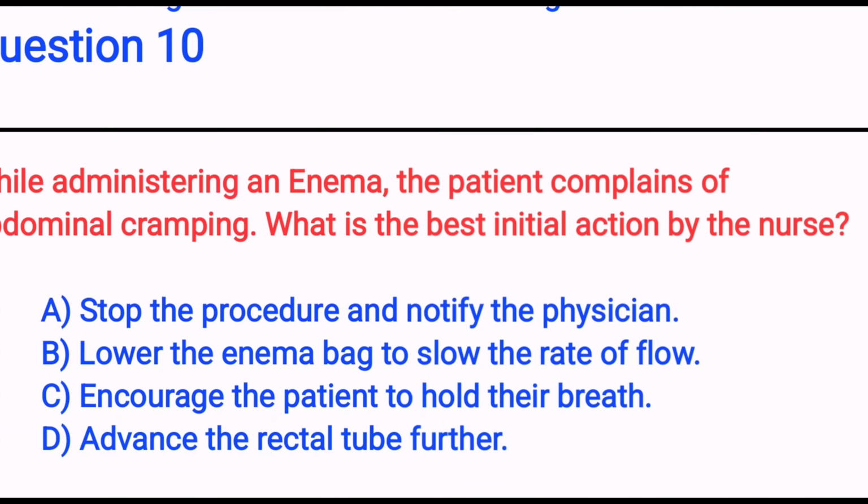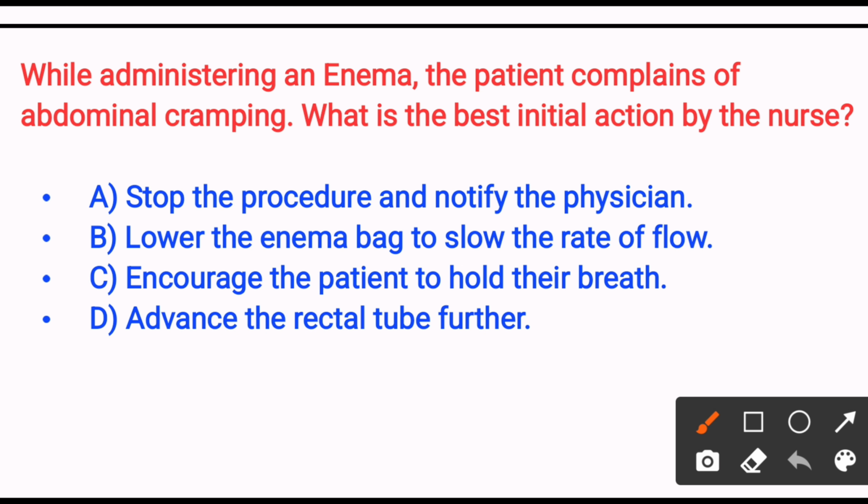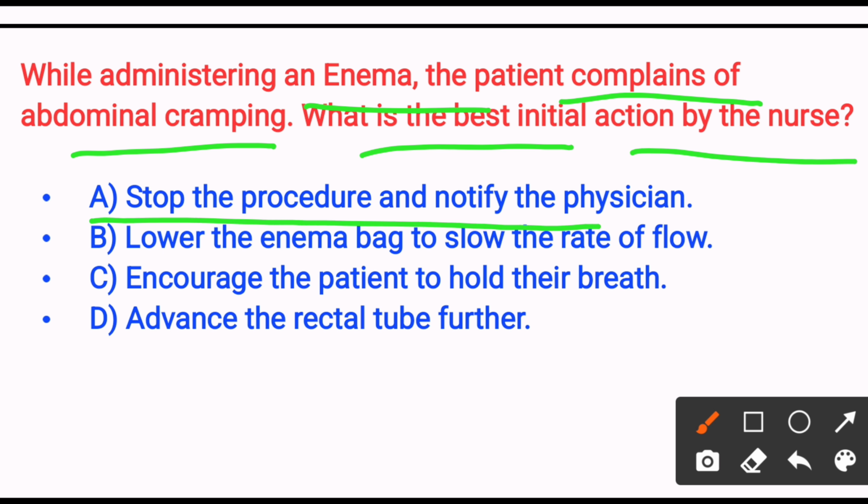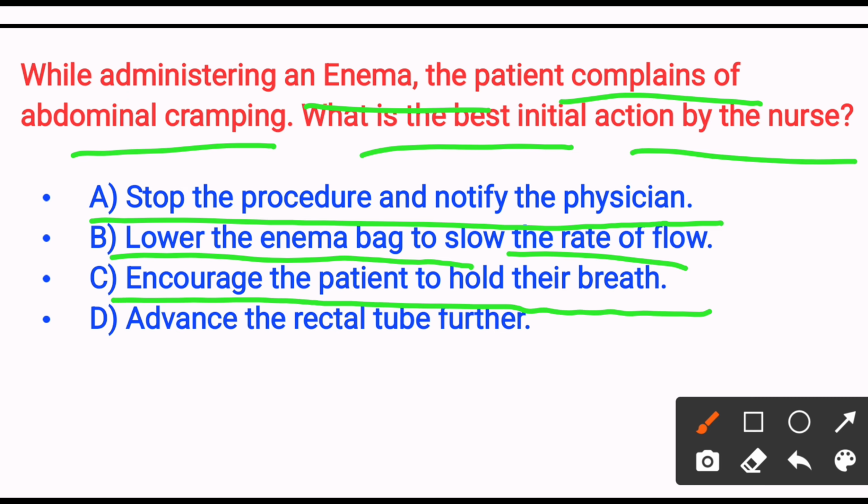Next, while administering an enema, the patient complains of abdominal cramps. What is the best initial action by the nurse? Option A, stop the procedure and notify the physician. Option B, lower the enema bag and slow the rate of the flow. Option C, encourage the patient to hold their breath. Option D, advance the rectal tube further. The answer is option B, lower the enema bag to slow the rate of the flow.